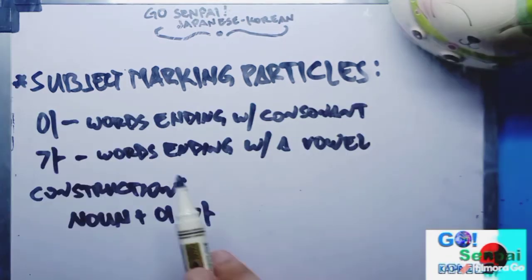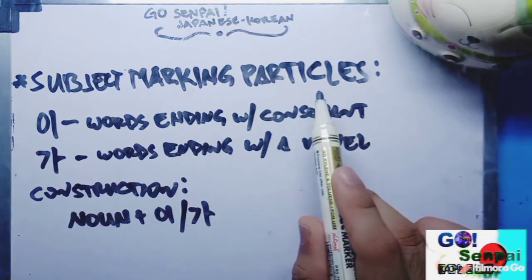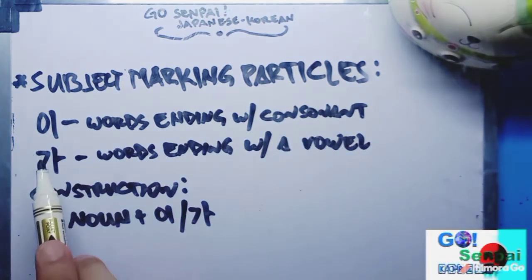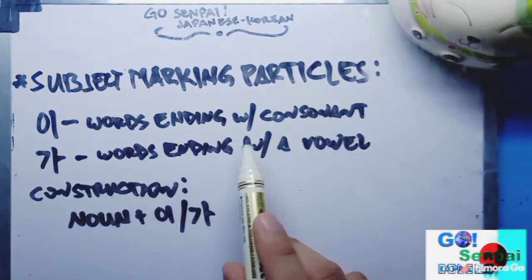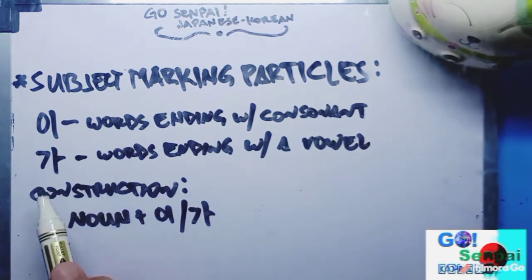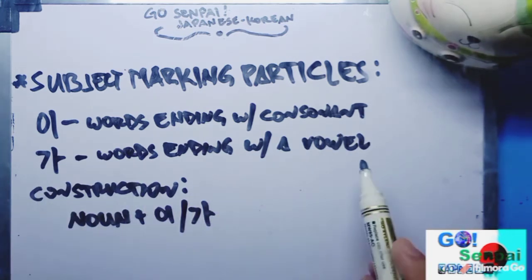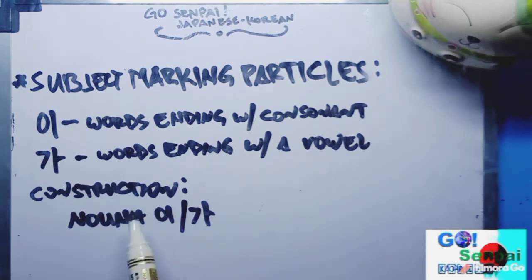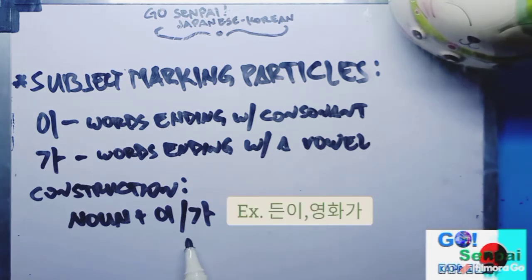Here in subject marking particles, we have 이 and 가. We use 이 when words end with a consonant, and 가 when words end with a vowel. The construction is still similar to that of topic marking particles. So the particles 이 and 가 are attached after the noun.